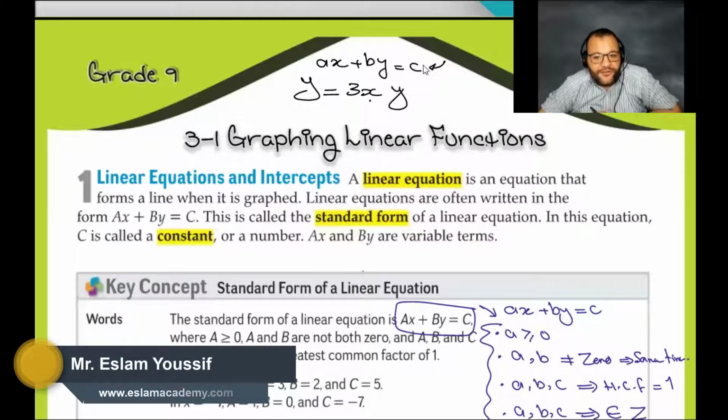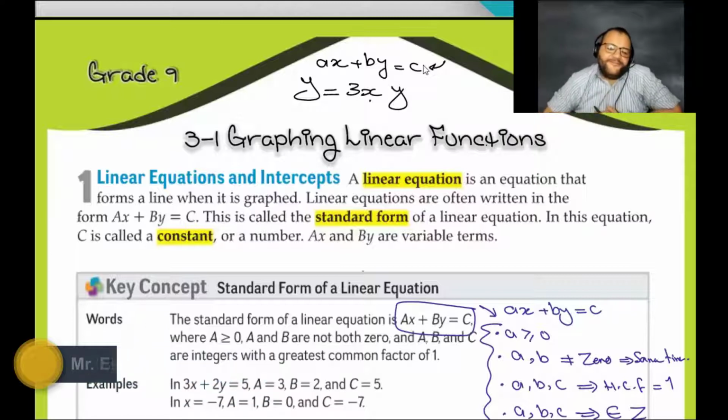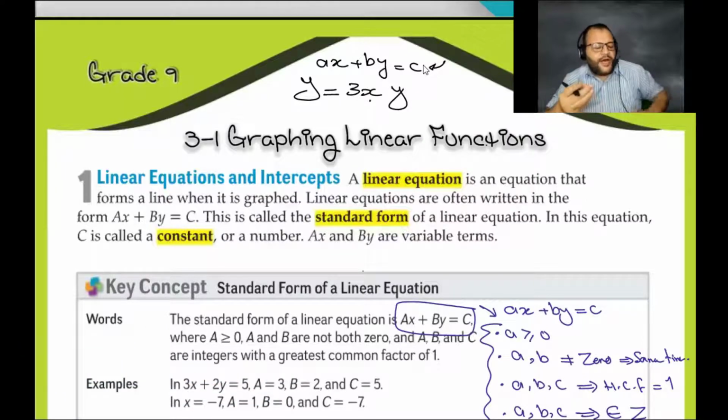What is the meaning of the first degree? Linear means the equation is of first power. Just listen to Mustafa. So the linear is the equation of the first degree.